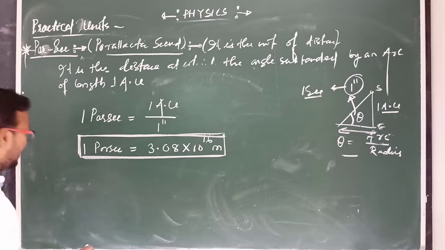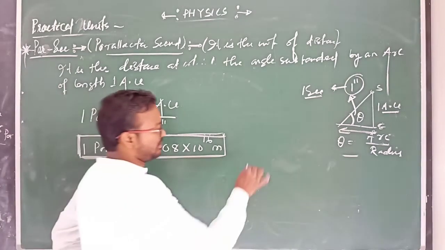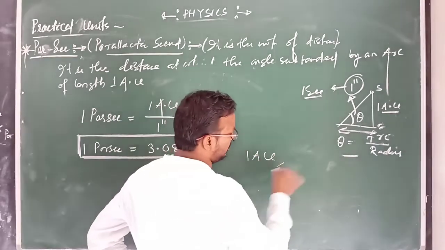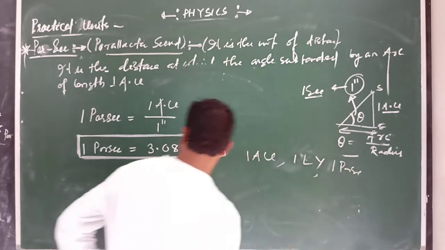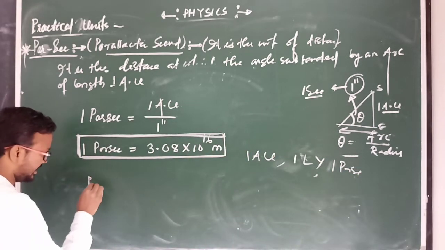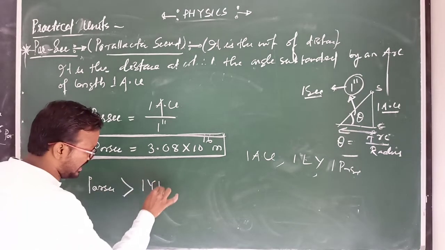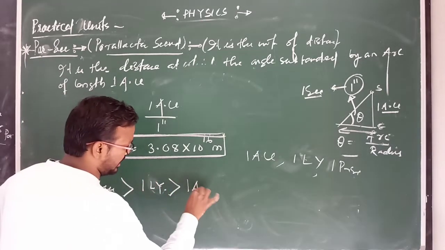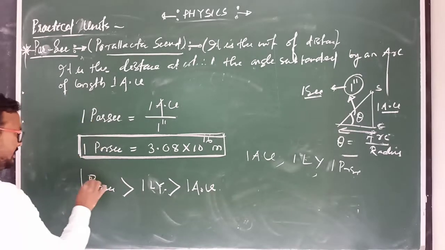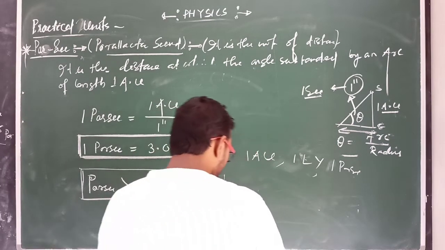If you compare 1 astronomical unit, 1 AU, 1 light year and 1 parsec, then we can write 1 parsec is greater than 1 light year, which is greater than 1 astronomical unit. This is the practical unit for measurement of large distance. Clear? Now we will discuss smaller units.